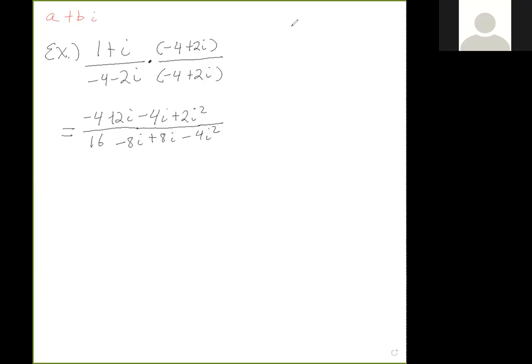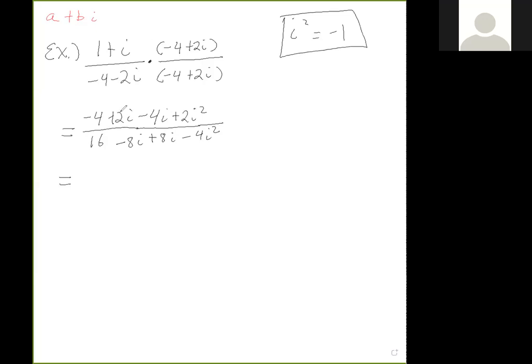Now remember, i squared is negative 1. Okay, we have to remember that. That was something that was introduced in our section here. So with that information, that means this i squared and this i squared are both going to become negative 1. All right, and then we can also simplify some terms. So let's see what we get.